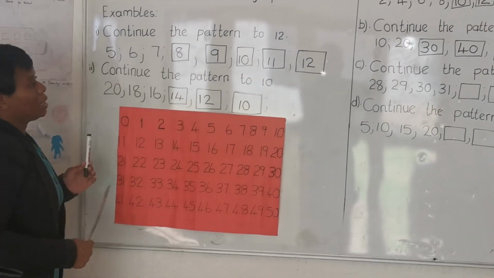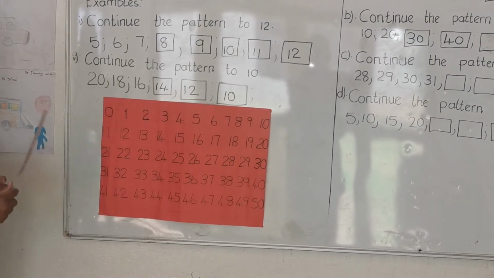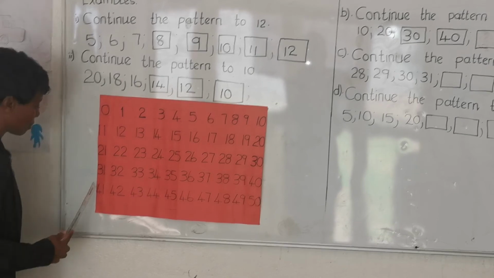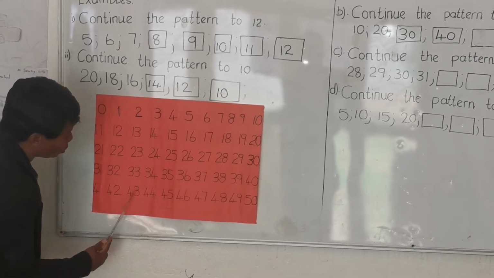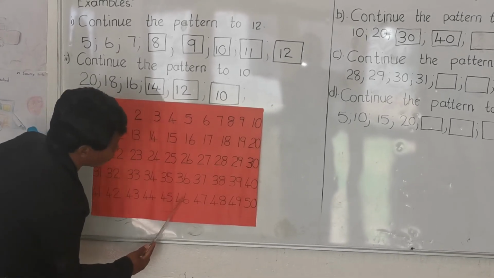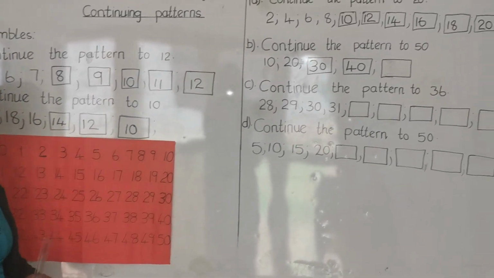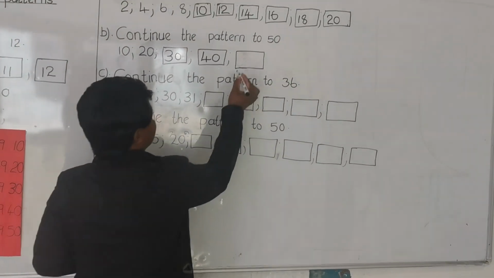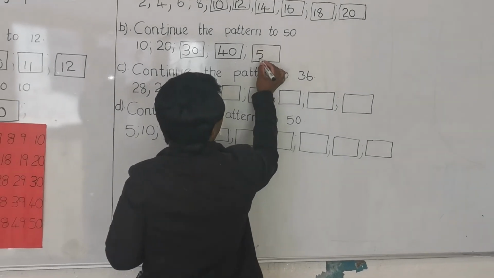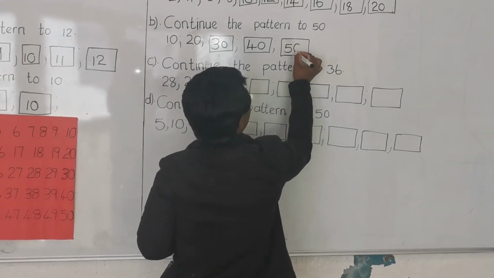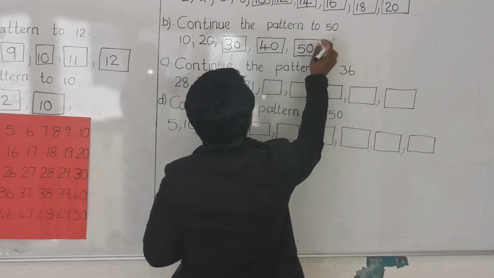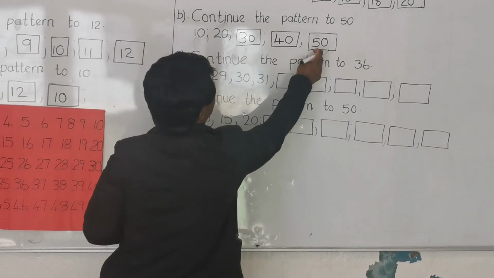Then from 40, we are going to count 10 more, to add 10 more numbers. 1, 2, 3, 4, 5, 6, 7, 8, 9, 10. Which means that our last number is 50, because we are continuing with the pattern from 10 to 50.